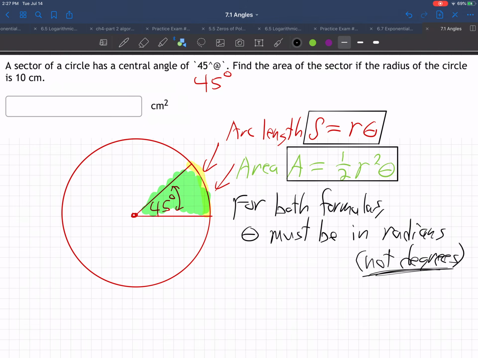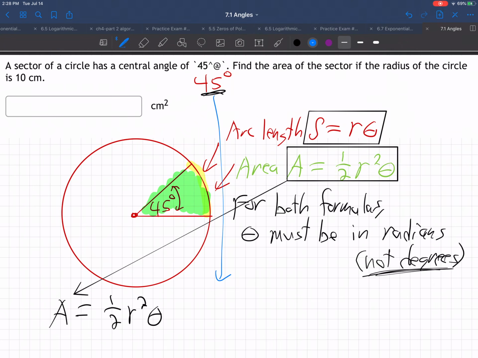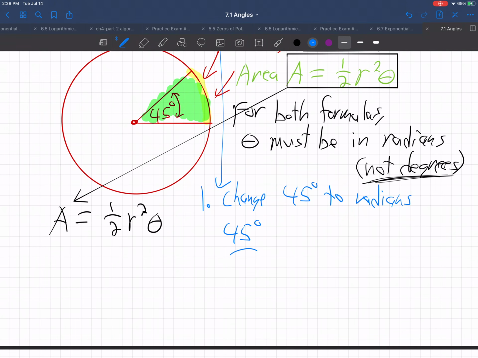Okay, so they want us to find area. Let's grab the area formula over here. Area equals 1/2 r squared theta. Now they're giving me an angle of 45 degrees, so right off the bat, I've got to convert that angle, don't I? So step one, change 45 degrees to radians. So how do you do that? Well, it's a unit conversion. Put it over 1. And then you put on the bottom what you want to get rid of. I want to get rid of degrees. Remember the connection between the two worlds? 180 degrees is pi radians. That's the bridge between the two worlds.